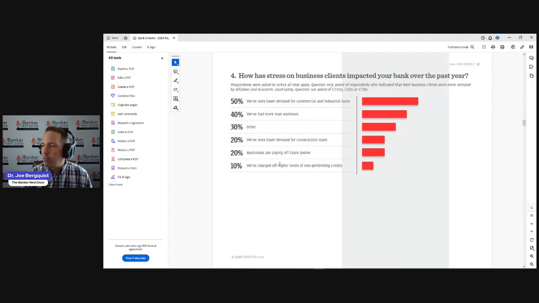And 10%, we've charged off higher levels of non-performing credits. Obviously, the big one there, we've seen lower demand for commercial and industrial loans. Yes, most definitely.